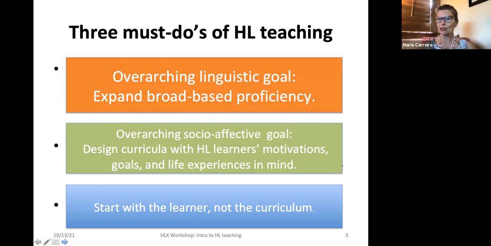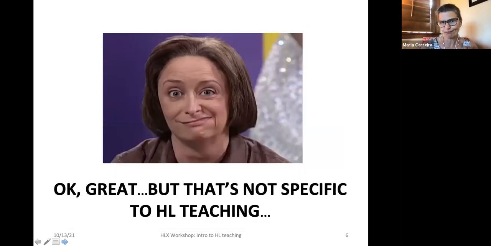You want to expand broad-based or functional proficiency. You want to design curriculum and activities that respond to HL learners' motivations, goals, and life experiences. And you want to start with the learner, not the curriculum. By that, I mean you want to differentiate instruction.